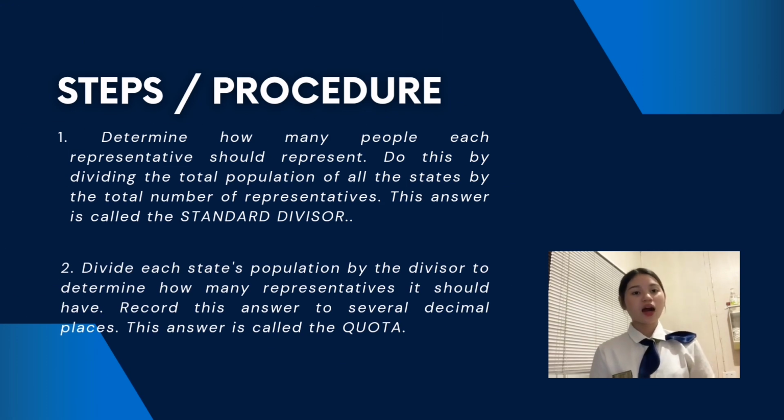In order to use the Huntington-Hill method, you need to follow this procedure. Number one is to determine how many people each representative should represent. Do this by dividing the total population of all the states by the total number of representatives. The answer is called the standard divisor. Step 2 is divide each state's population by the divisor to determine how many representatives it should have. Record this answer to several decimal places. The answer is called quota.